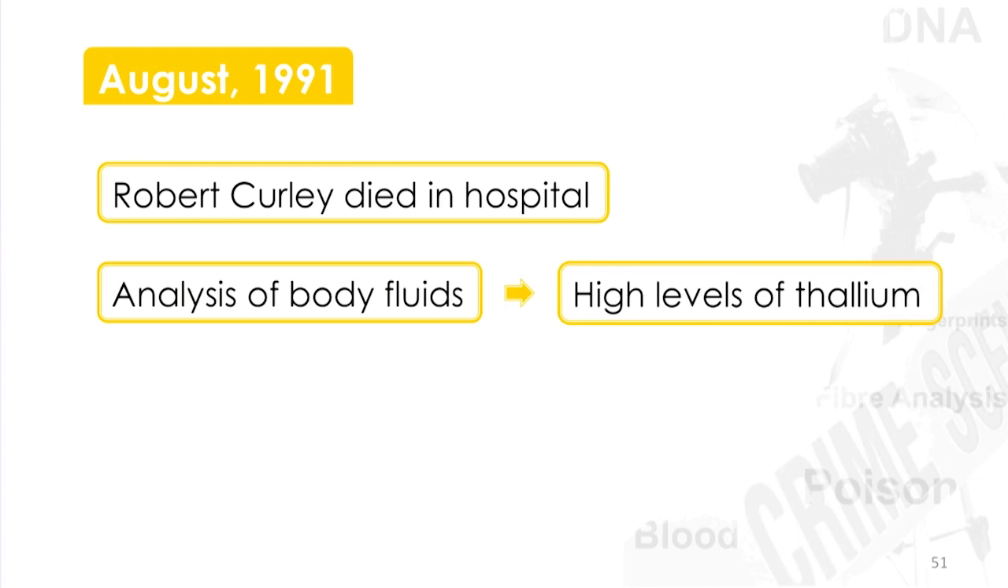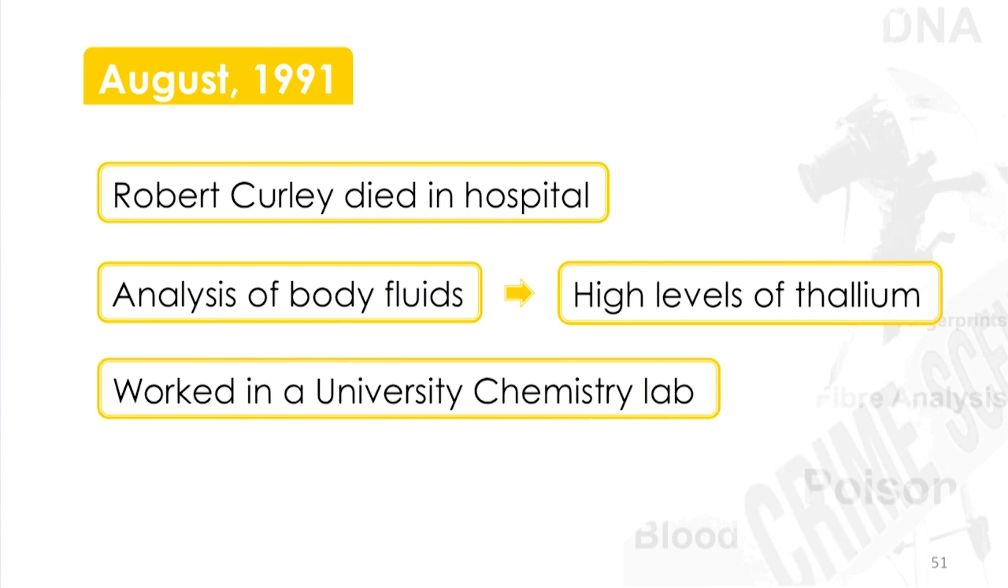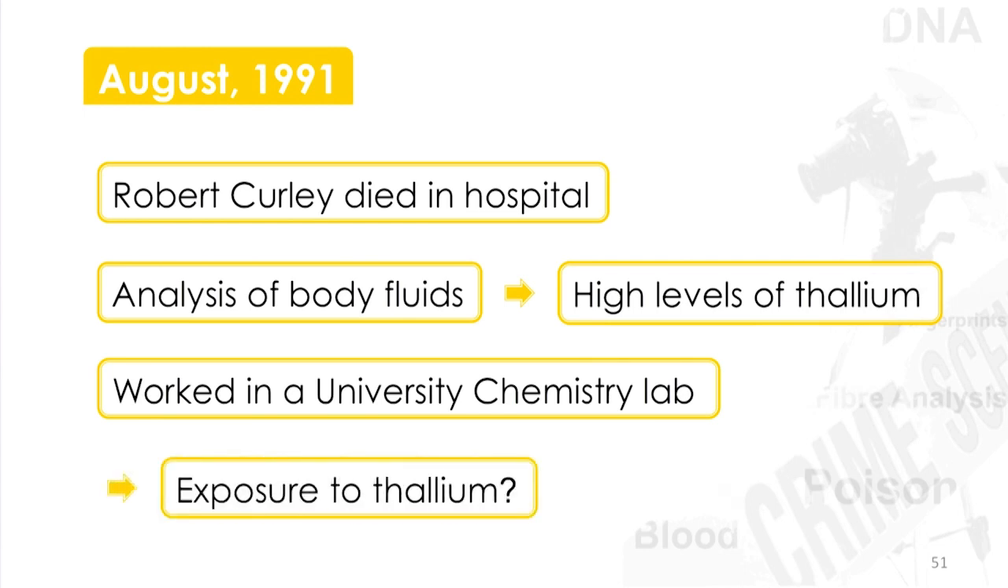Now, Curley had done maintenance work, handyman work, and he had worked doing this kind of thing in a university chemistry laboratory. So an obvious suspicion is that he was exposed to thallium in that chemistry lab. And sure enough, there was a bottle of a thallium chemical in that lab. But it didn't add up, because the other people working in the lab did not show any traces of thallium. So when his wife tried to sue that university, the case didn't go anywhere.